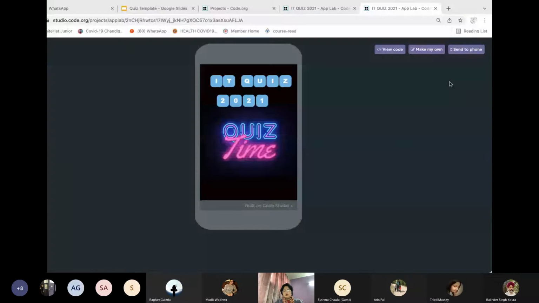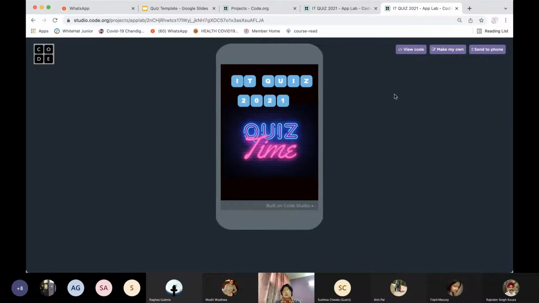Is my screen visible to all? Yes, ma'am. Okay, so all the participants are here. Let us check once. Are Agastya and Arin over here? Yes, ma'am. Mudit and Alina? Yes, ma'am. Gunbir and Tejas? Yes, ma'am. And Mehtab and Raghav? I can see. Yes, ma'am. Okay, great. So let's get started.